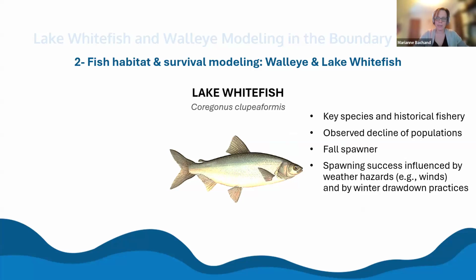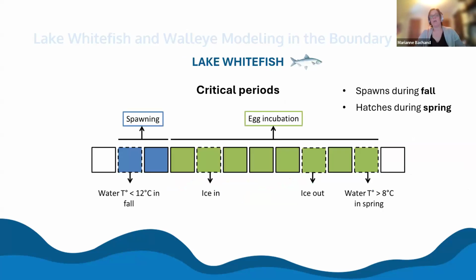Contrary to the walleye, it's a fall spawner, and spawning success can be impacted by drawdown that we particularly observe in Namakan Reservoir under the 1970 and 2000 rule curve. Again, we have established the critical period for every year also for that species. We use a similar approach, but with different temperature, and we apply those calculations in fall.